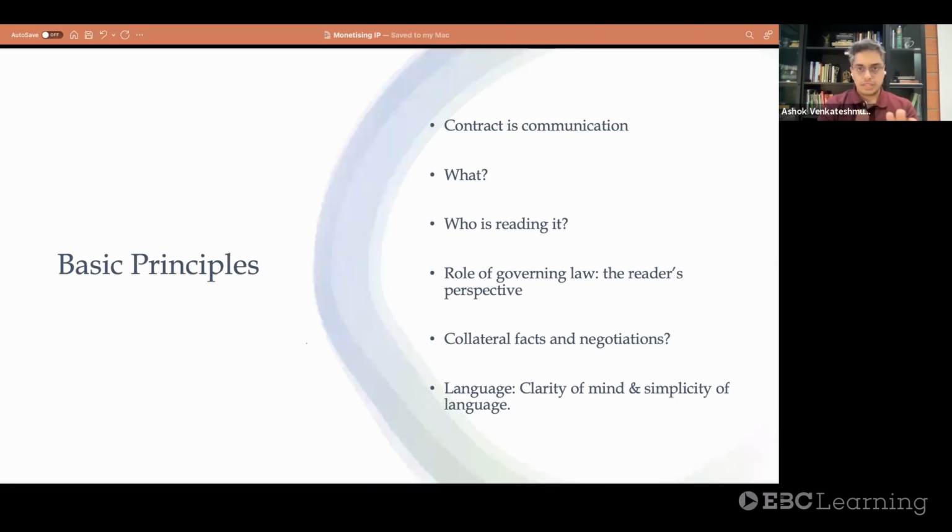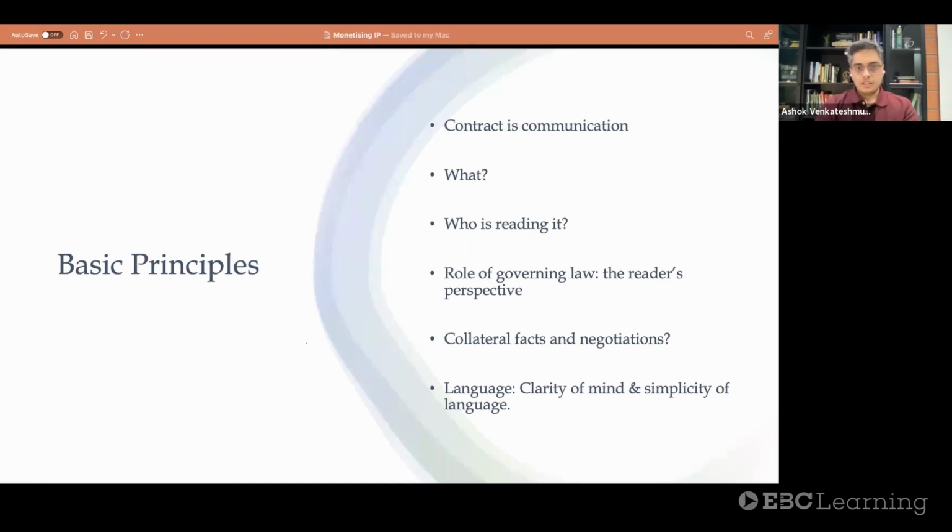Okay. So the task is very simple. You put a contract on paper. That contract on paper should, in its own form, without the need for external aids, convey exactly to the notional third-party reader what exactly are the terms and conditions agreed upon, and what are the implications, if any, on the business transaction between the parties.